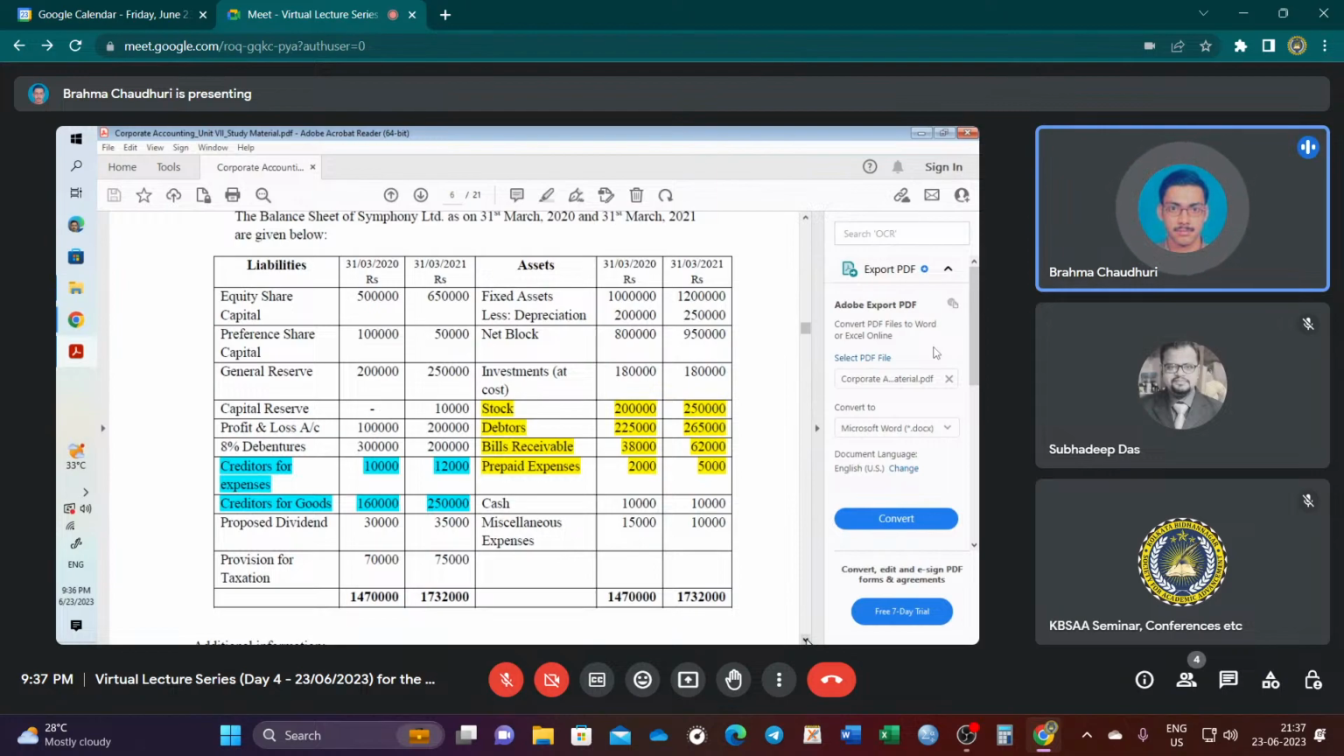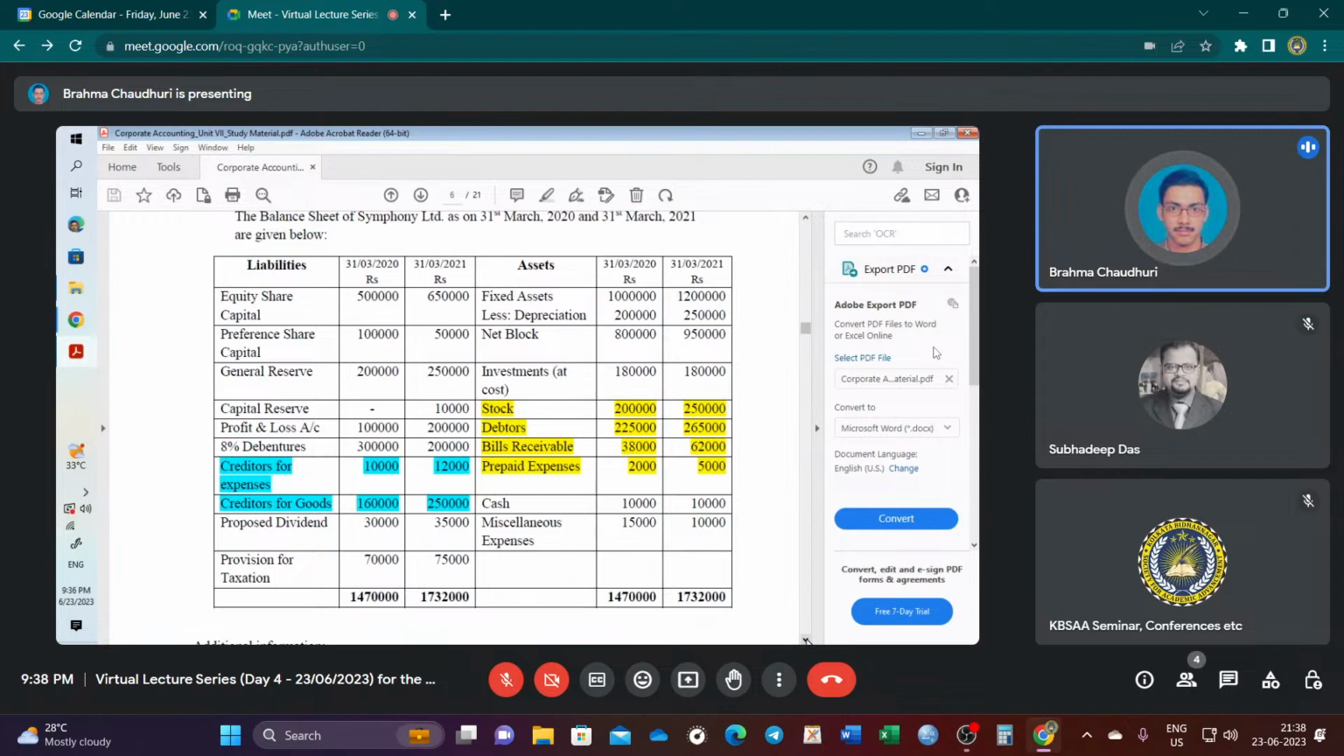Cash balance has remained unchanged at 10,000, and miscellaneous expenses were 15,000 as on 31st March 2020, and as on 31st March 2021 it is 10,000. So the total of the liability side and asset side of the balance sheet as on 31st March 2020 is 14,70,000, and the total of the asset side as on 31st March 2021 is 17,32,000.